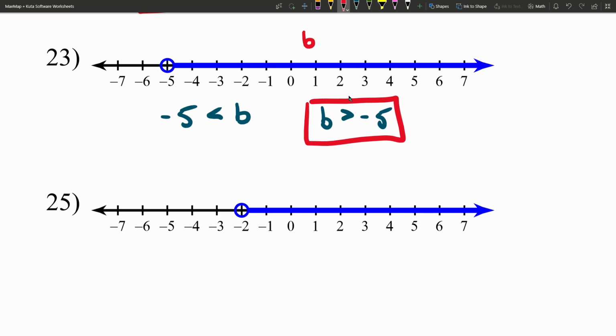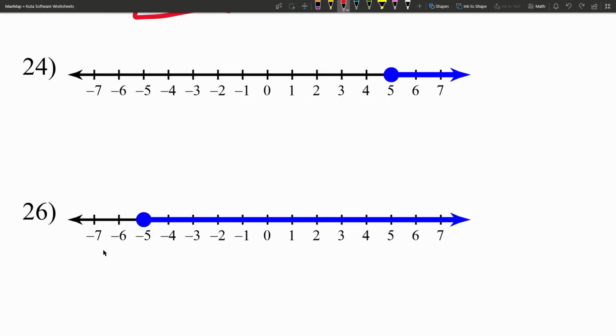Let's move on to number 24. In number 24, what value is circled? That's our value of 5, and it's also shaded in. So we know that our inequality is either going to be less than or equal to or greater than or equal to. And we can see that 5 is less than or equal to all the values to the right, which let's call this variable x. So 5 is less than or equal to x, or we could write this as x is greater than or equal to 5.